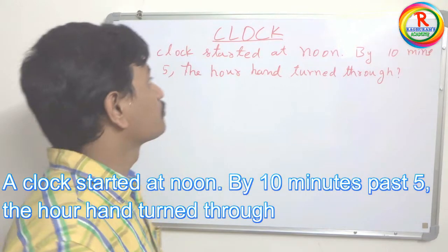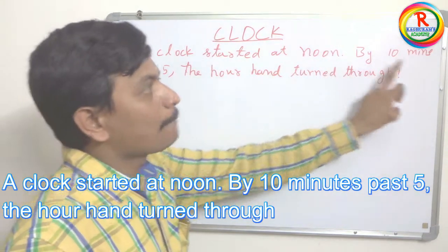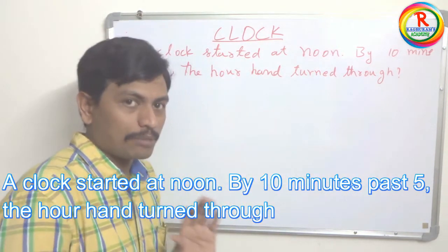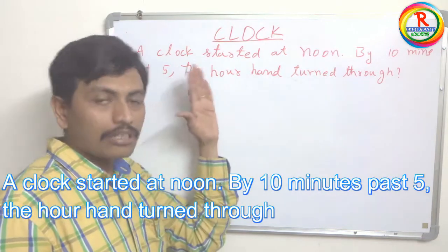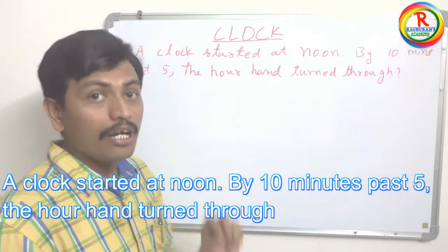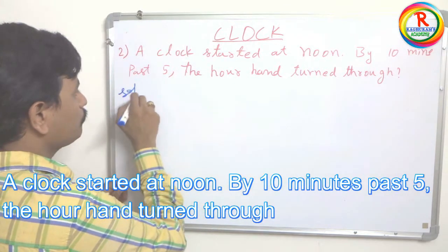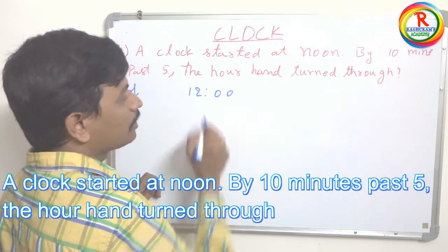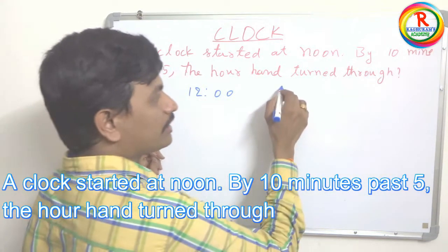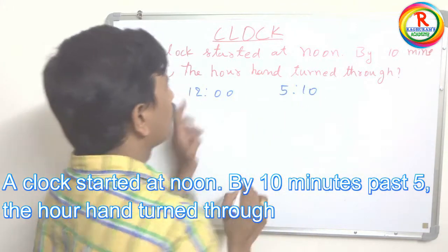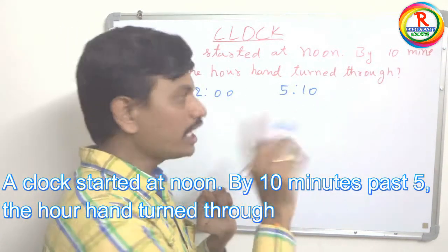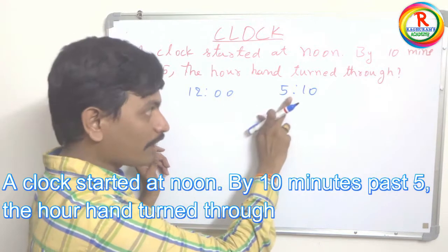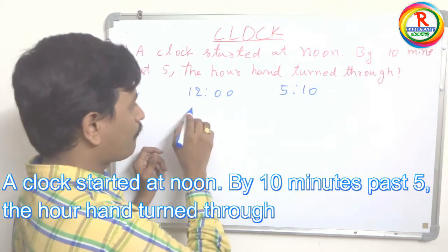Let us see another problem. A clock started at noon. By 10 minutes past 5, the hour hand turned through. This is related to the first problem, but there it moves only hours. Here it also moved minutes. So here it started at noon, that is 12 o'clock, and by 10 minutes past 5, that is 5:10, the hour hand turned through. Only the hour hand. So first let us see. The hour hand moved 12 to 5 o'clock, only up to 5 o'clock, not 5:10. So how many hours? 5 hours.